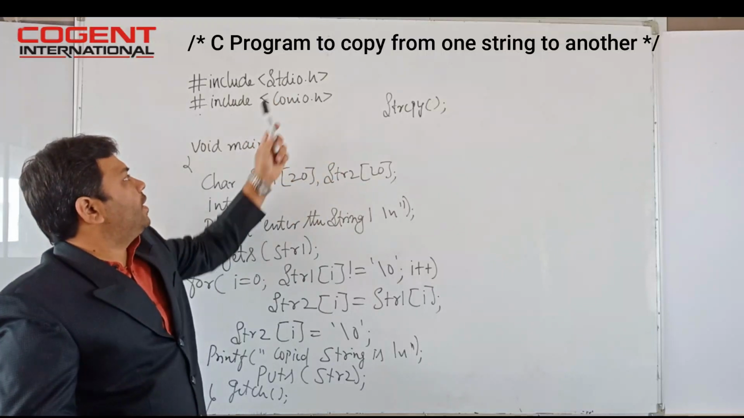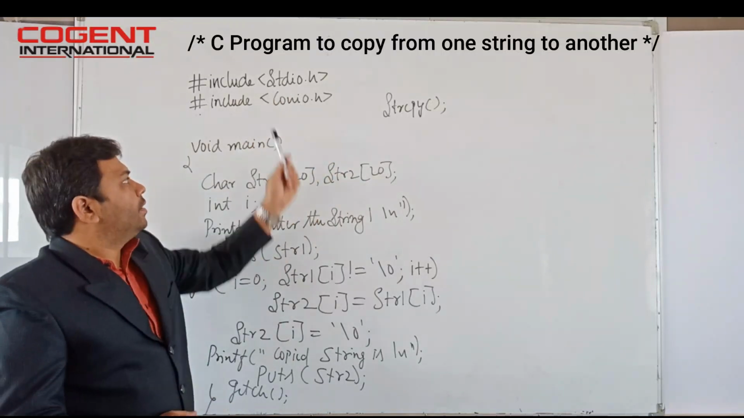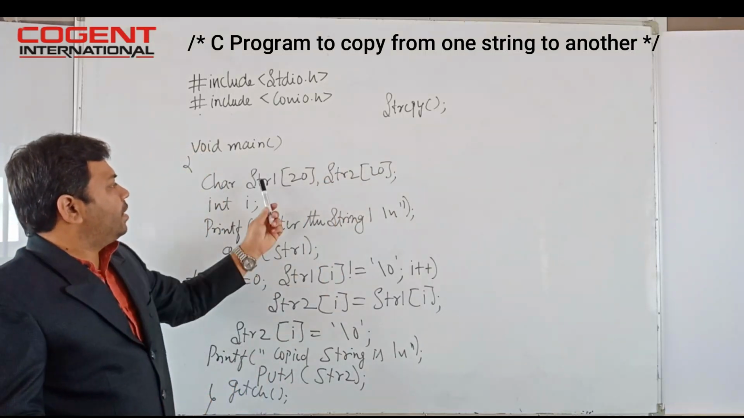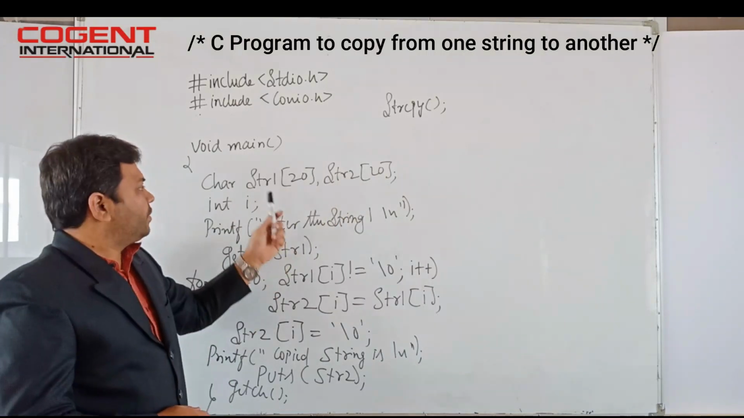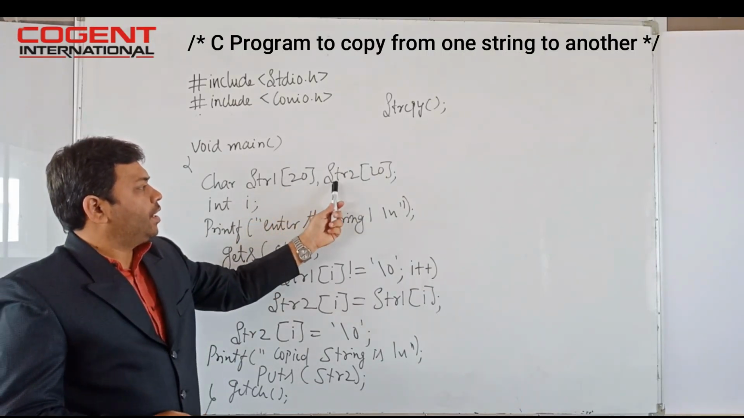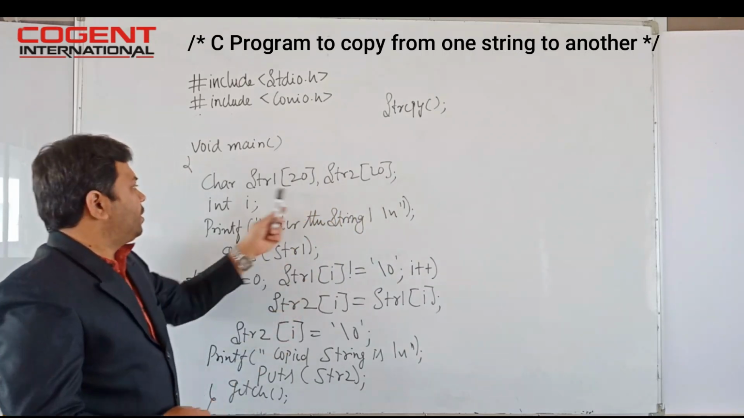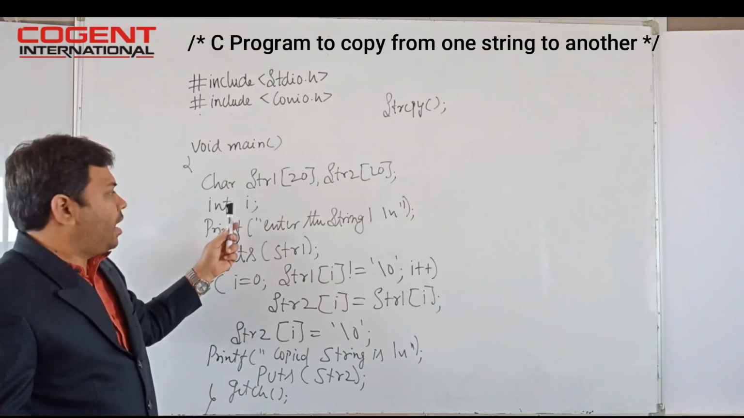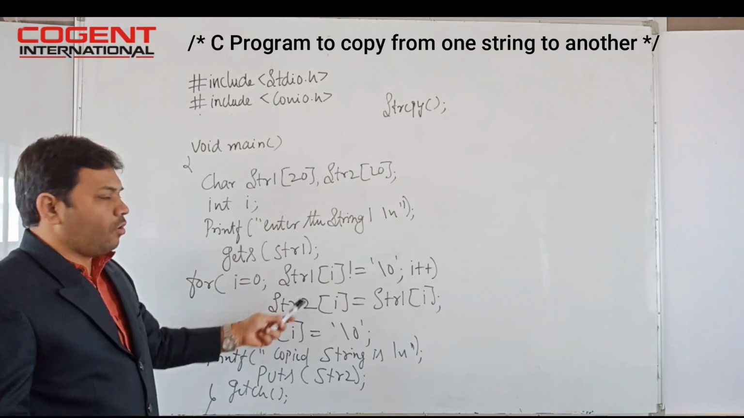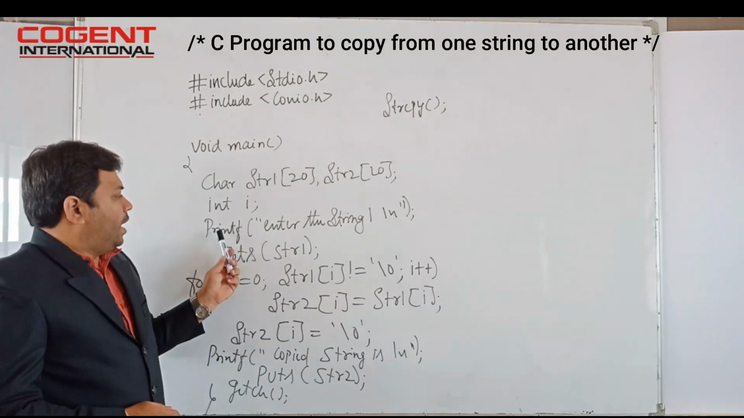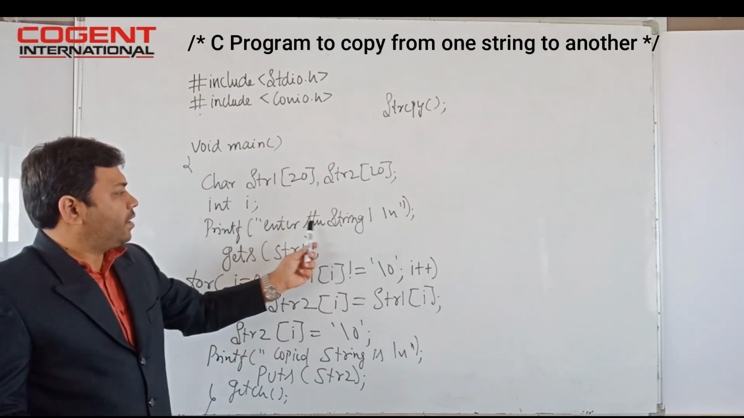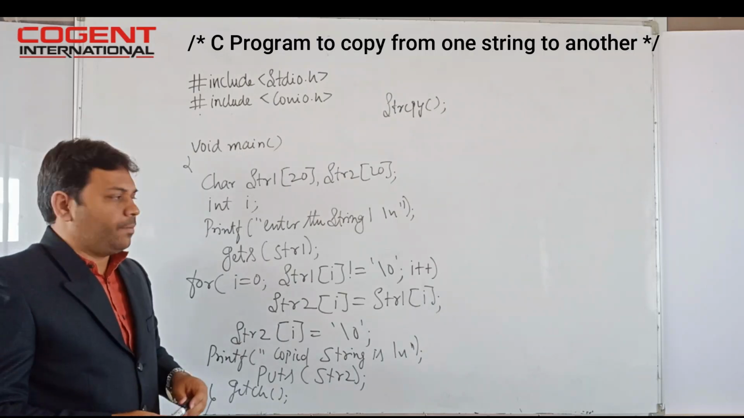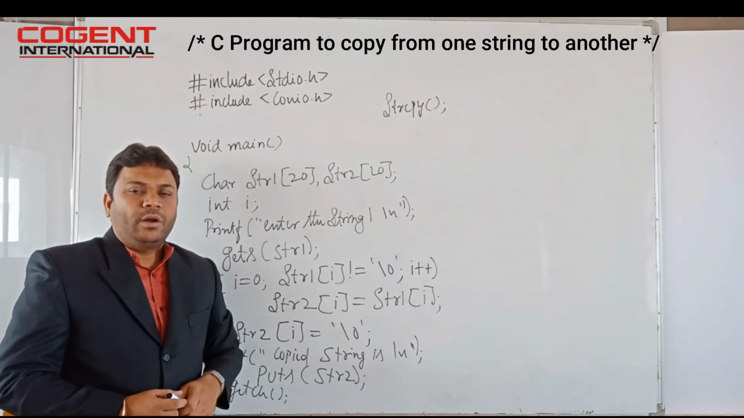Let us understand the C program to copy the content of string 1 into string 2. Here I have used two header files: one is standard input output, then conio, the console input output header file. Then I have declared two array strings, string 1 of size 20 and string 2 of size 20, with the data type character. Then I have declared another variable, i, which is used in the for loop. Then I'll print a message, printf enter the string 1. Now I need to read the string 1. So how am I going to read string 1?